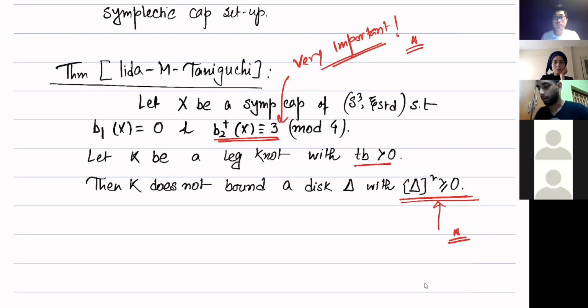Anything else at this point? No, that is good. Okay, does anyone have any questions at this point before I move forward?